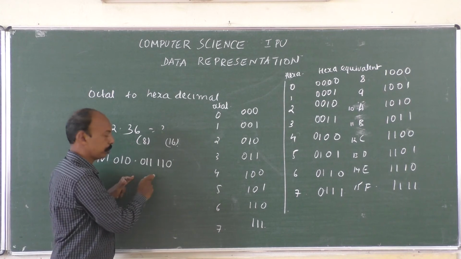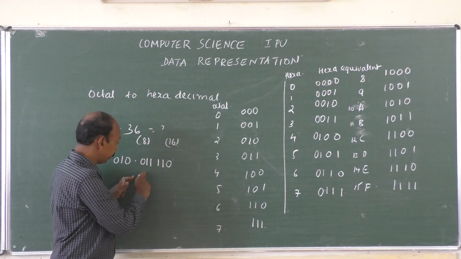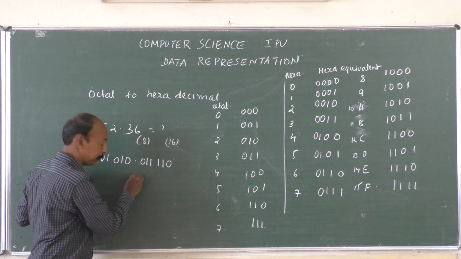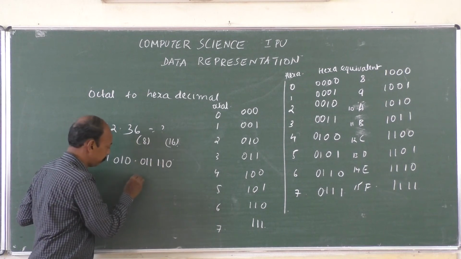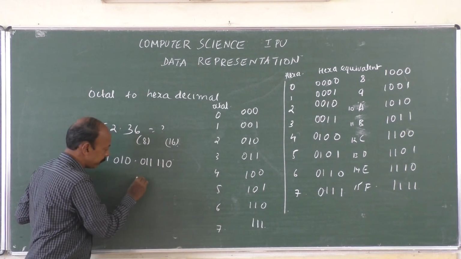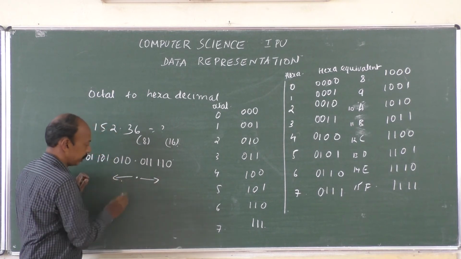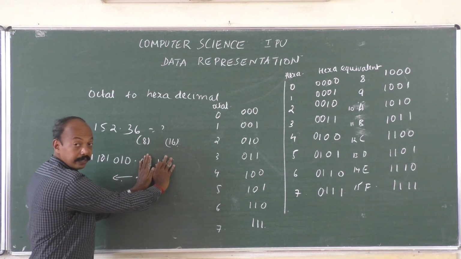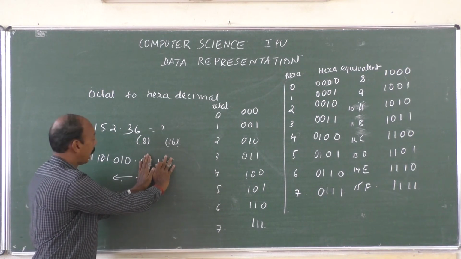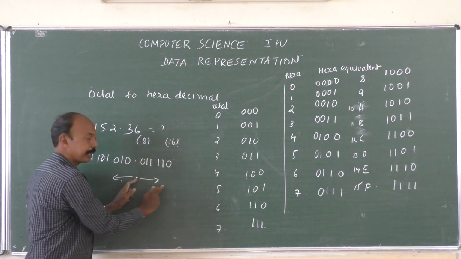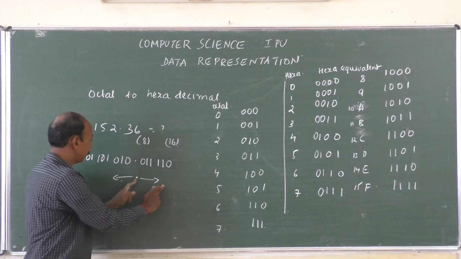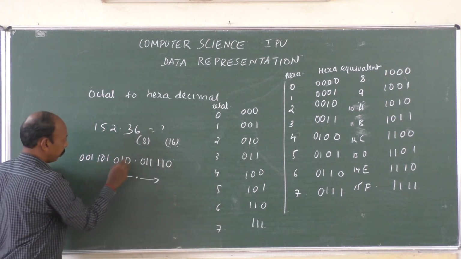But what about this one? This is the fractional part, right? So in this case, we have to start from here. In the earlier class also we have seen, this is the point. So while grouping, here it starts in this direction, here it is in this direction. Usually we will have only this one in case of integers. But whenever we are having the fraction, we have to start from here.